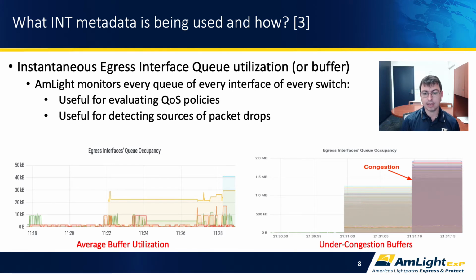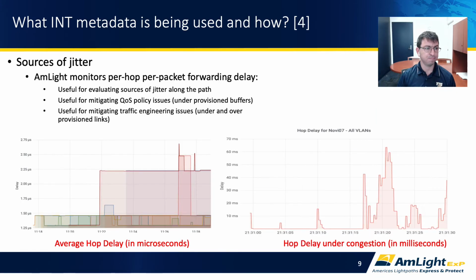And that clearly is going to have impacts down the road, which is going to affect the hop delay or is going to affect the jitter, which is the next metadata we're going to investigate. So by leveraging the metadata that we have of ingress timestamp and egress timestamp, we can calculate jitter per packet, and then we can narrow down to which switch was the one that introduced that jitter. So this is very helpful for mitigating QoS issues or impacts to real-time applications or mitigating traffic engineering issues.